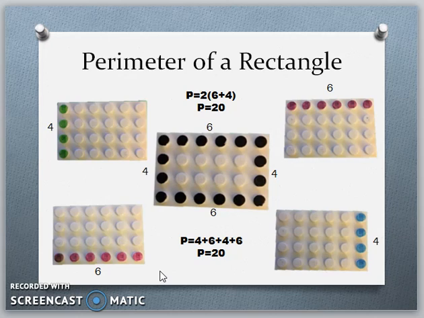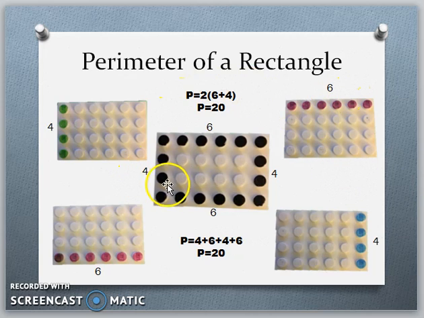But for our perimeter, we need to know the distance around the entire object. So we also need to count our other width side, and we know that a rectangle has 2 sets of parallel sides. So this side is going to be equal to the other side. So we've got another 4, and the same with the length. The top is going to be the same as the bottom.